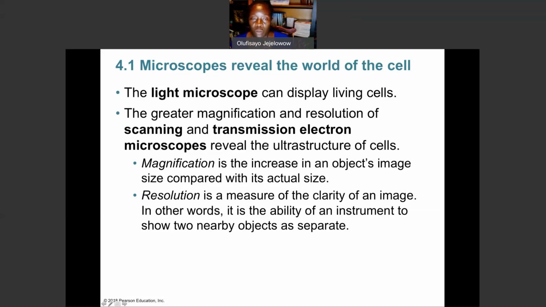Sometimes you might look at an object under the light microscope and think that it is one, but once you go to the higher resolution of the electron microscope, you will realize that you're actually looking at two different objects as opposed to one. Then you see the layers of cells as opposed to just thinking that there is one. So you have a higher resolution.